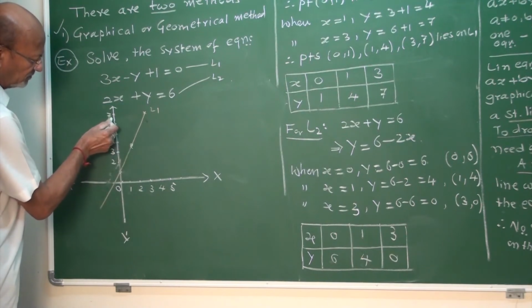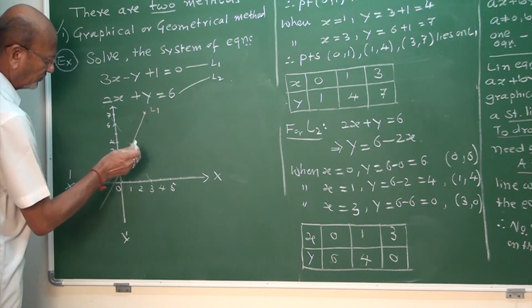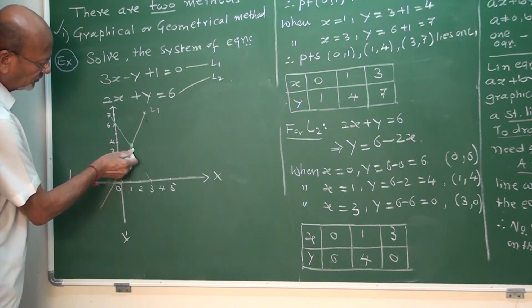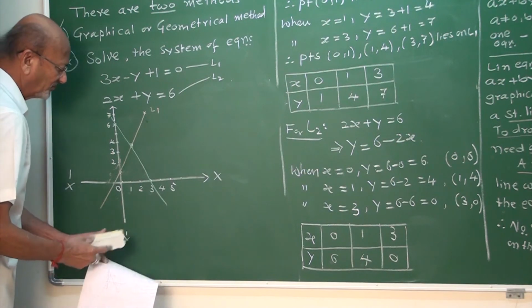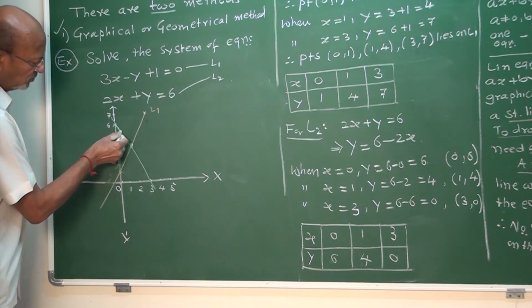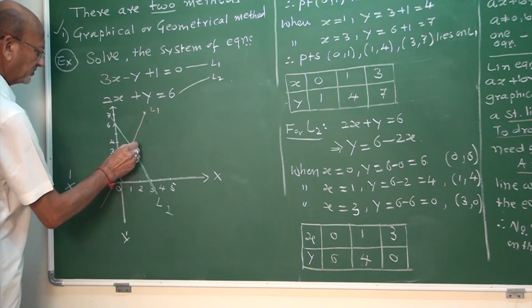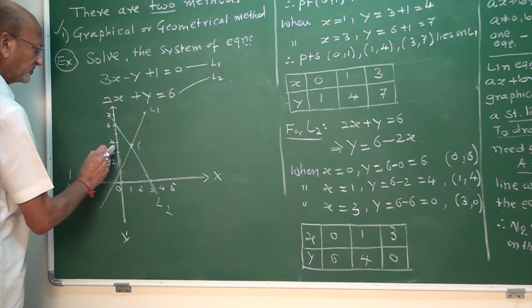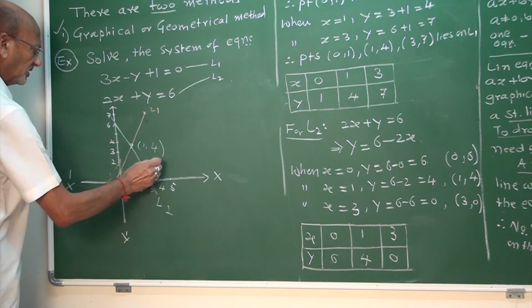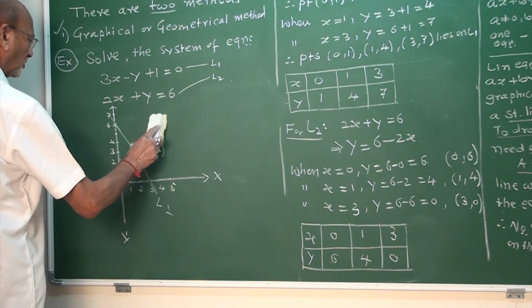Yes, my friends. This is line L2. This is the point of intersection, where the value of y is 4 and x is 1. x is 1, y is 4.